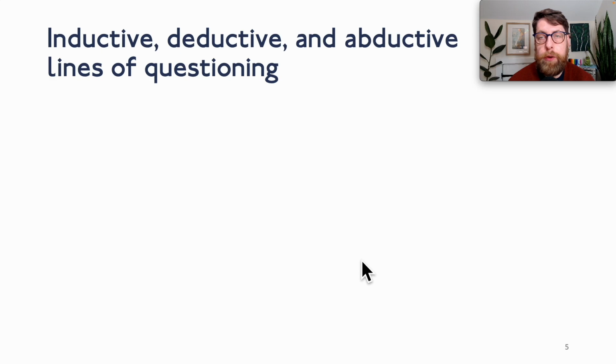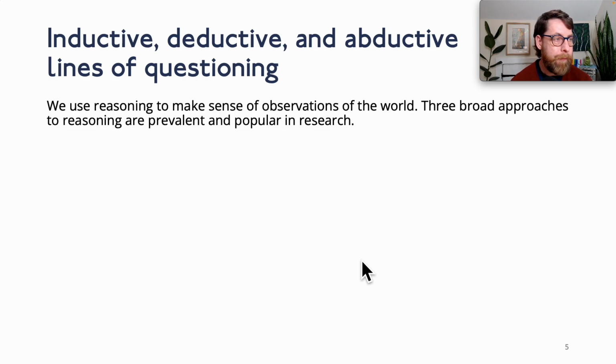So the way we would do that is often through lines of reasoning, which we would describe as inductive, deductive, and abductive. Abductive is, I don't know, maybe the cooler third one that you don't hear so much about, but I tend to like abductive reasoning, and we're going to hear a bit more about that as we go along. So we use reasoning just generally to make sense of observations in the world.